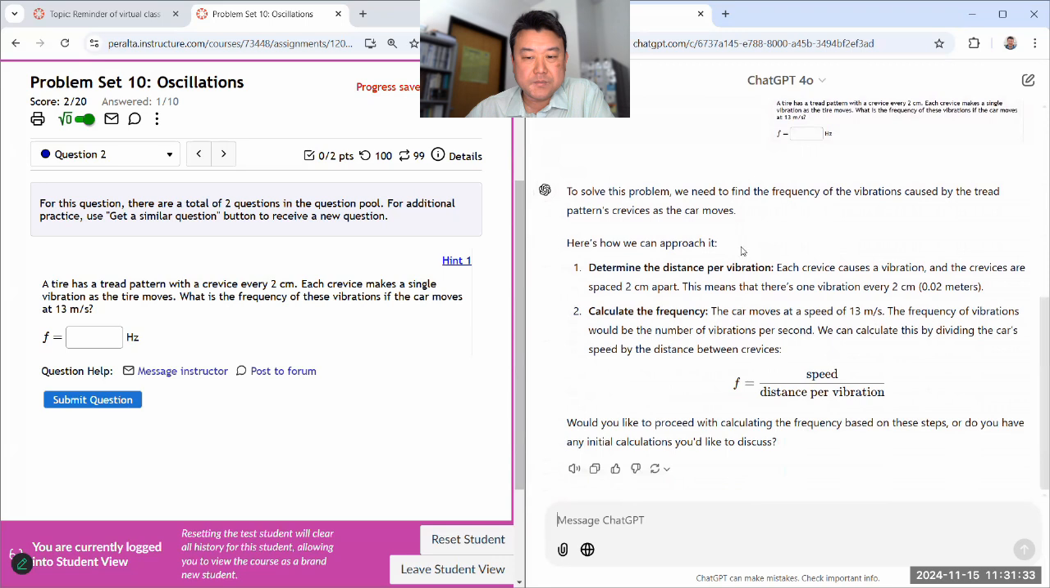Determine the distance per vibration. Okay. Two centimeters apart. Okay. Calculate the frequency, it moves at this speed. The frequency of vibration would be the number of vibrations per second, speed divided by, okay. I think everyone should be able to just do the calculation. I want to ask ChatGPT a follow-up question. So speed, 13 meters per second divided by 0.02 meter, convert the unit, is going to be, let me make sure I can do this correctly. Is that correct? Maybe.